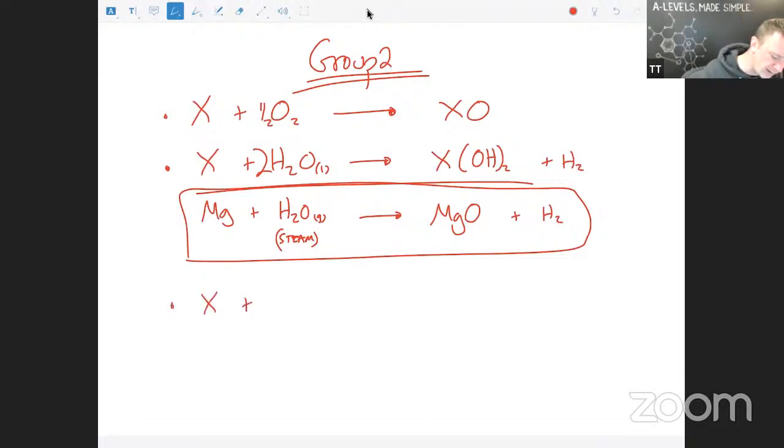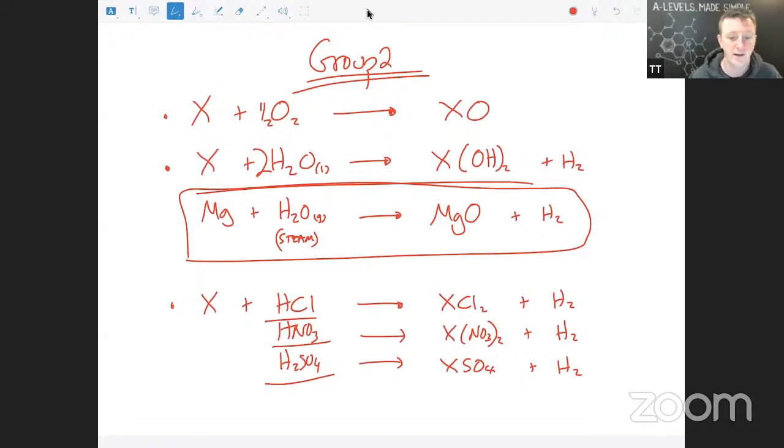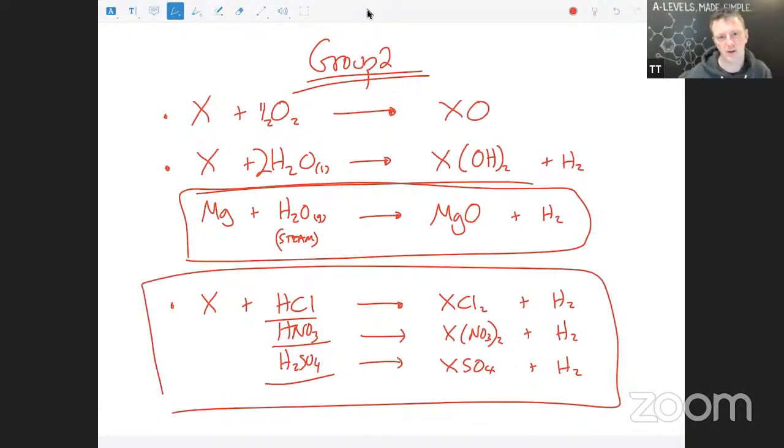Next up, we've got X plus acid. So for HCl, you get the salt: XCl2 and hydrogen. If you're using HNO3, you get X(NO3)2 and hydrogen. If you're using H2SO4, you get XSO4 and H2. So these are the three acids you really need to be concerned with. Only Edexcel really need to know flame test colors, to be honest with you. So that's the reaction with acids as well.